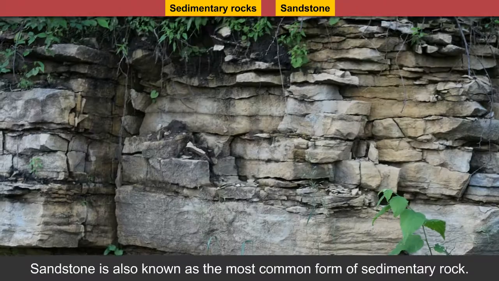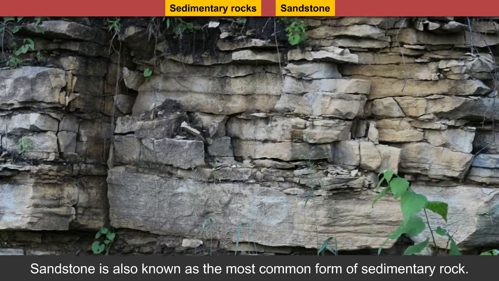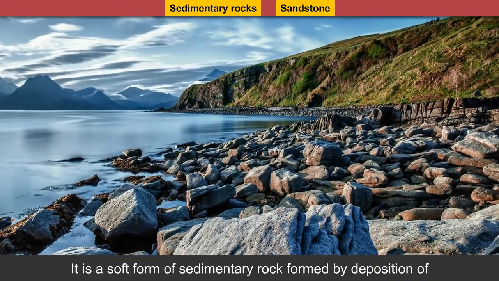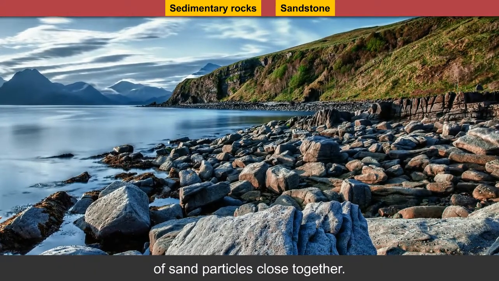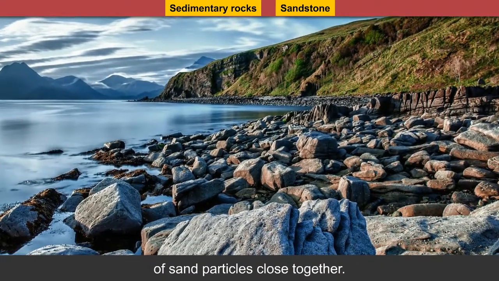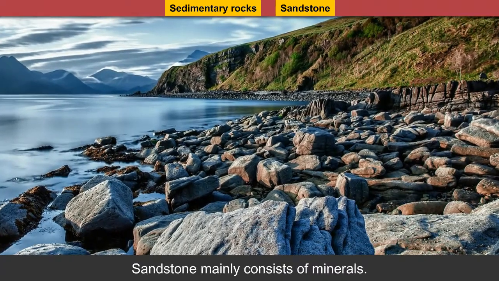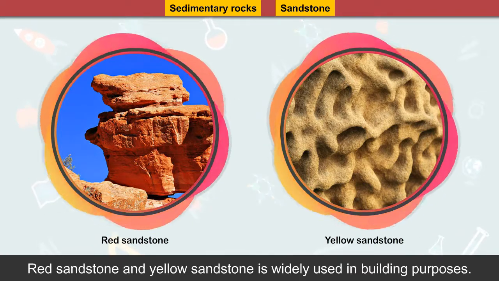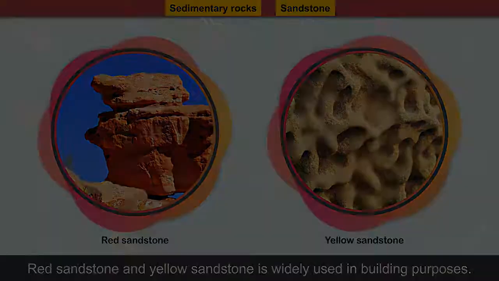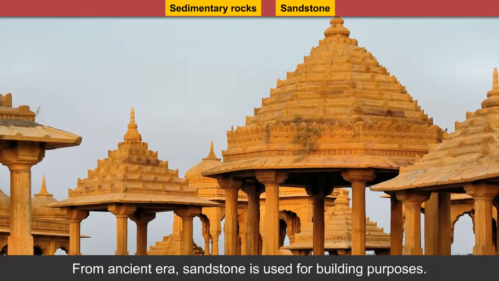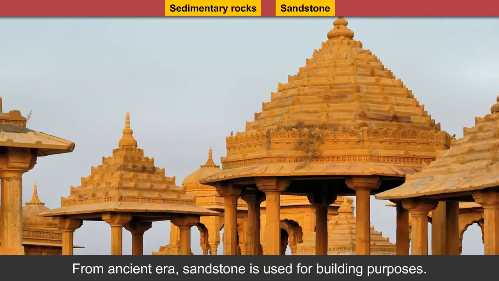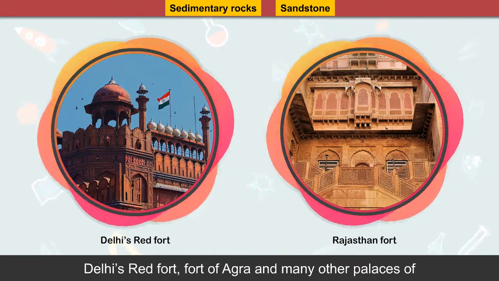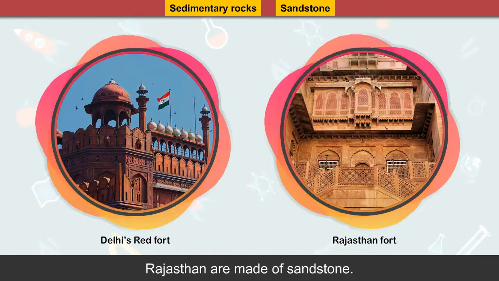Sandstone. Sandstone is also known as the most common form of sedimentary rock. It is a soft form of sedimentary rock formed by deposition of sand particles close together. Sandstone mainly consists of minerals. Red sandstone and yellow sandstone are widely used for building purposes. From the ancient era, sandstone has been used for building purposes. Delhi's Red Fort, the Fort of Agra, and many other places of Rajasthan are made of sandstone.